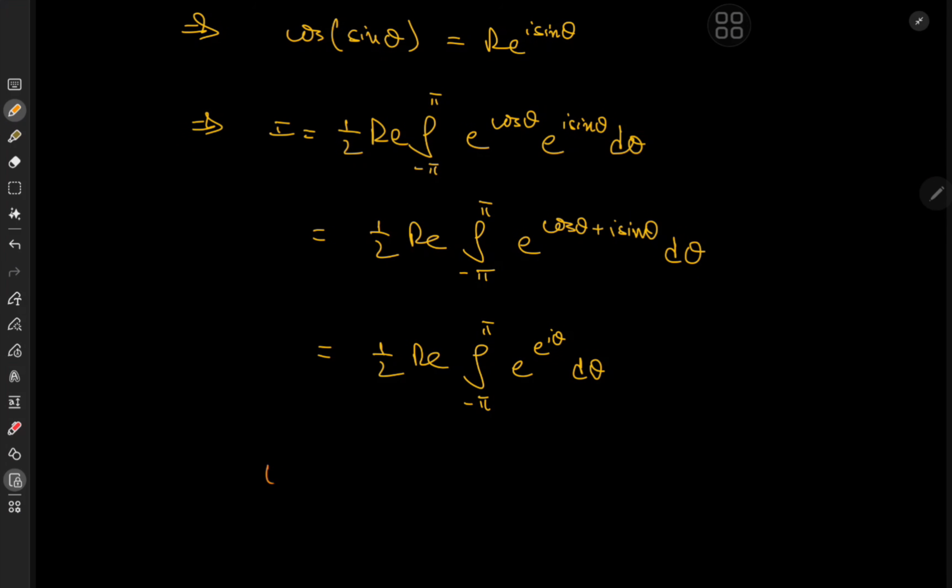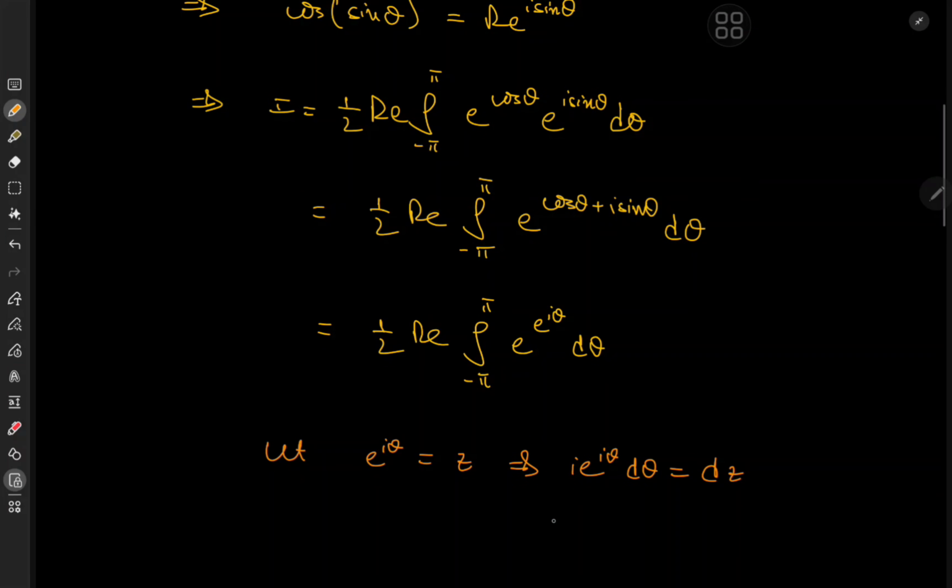So what if we let e to the i theta equal z? Well, that would mean on differentiating, we would have i times e to the i theta d theta equal to dz. But the thing about e to the i theta is that that is supposed to be our z variable, so we have i z d theta equal to dz. So d theta is equal to dz over i times z, which is dope.